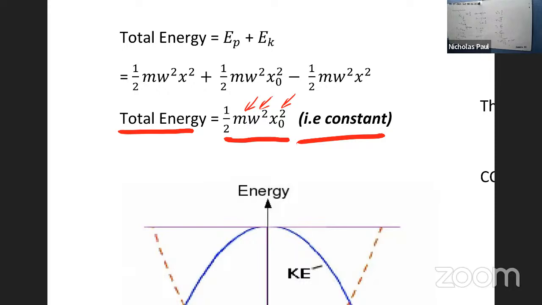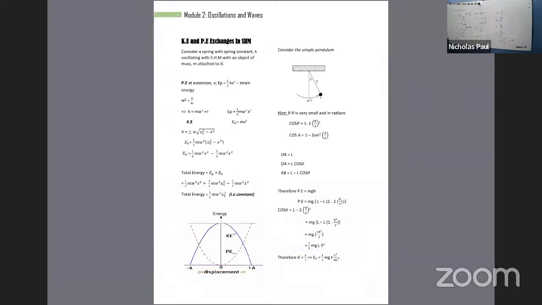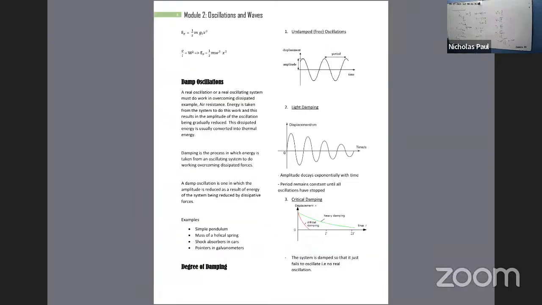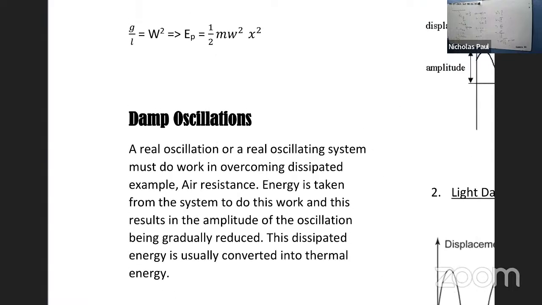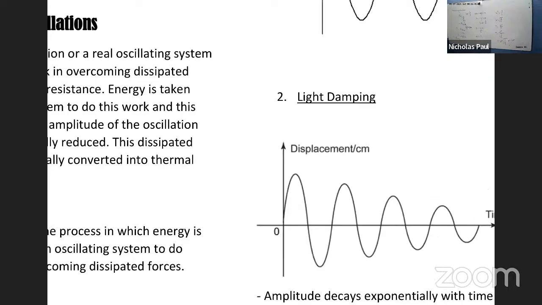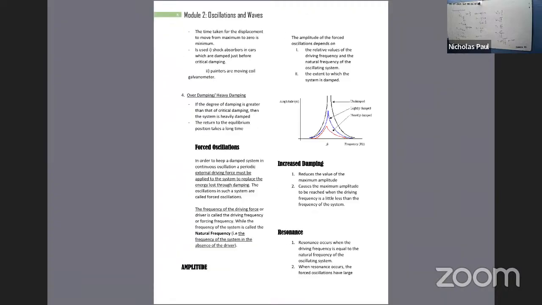Right? So the objective was really to show that the total energy is constant. All right, so next week now, we're going to mess up this constant energy by damping the oscillation. Right? So we have light damping, we have critical damping and so on. So next week we'll do damping and resonance and finish up.